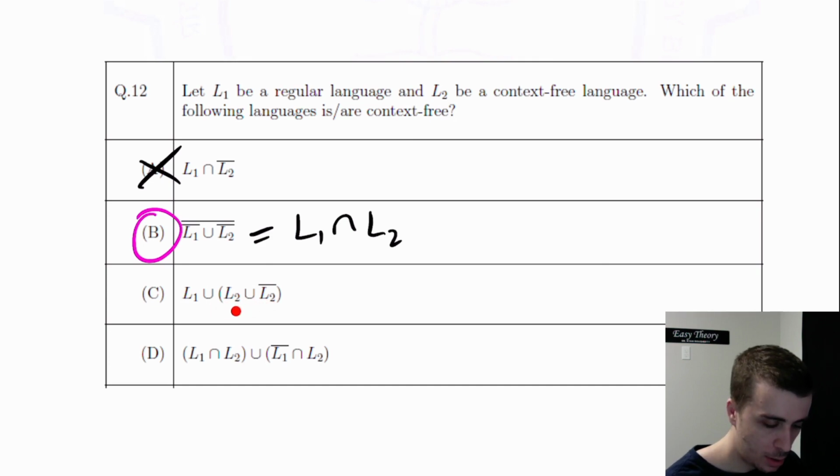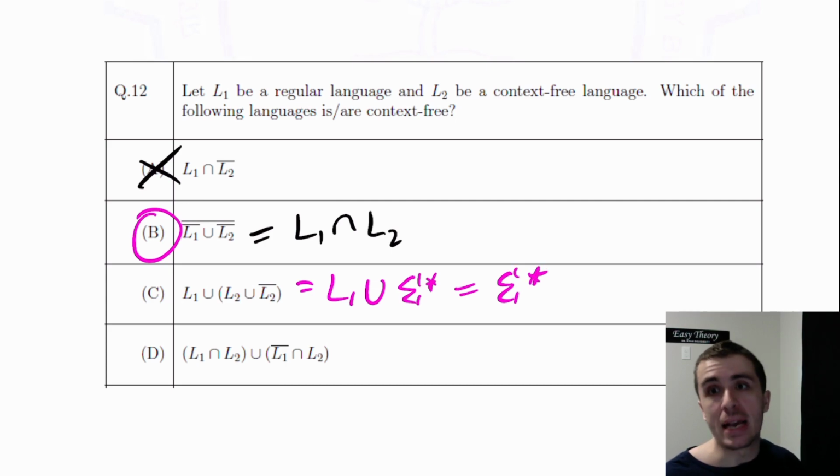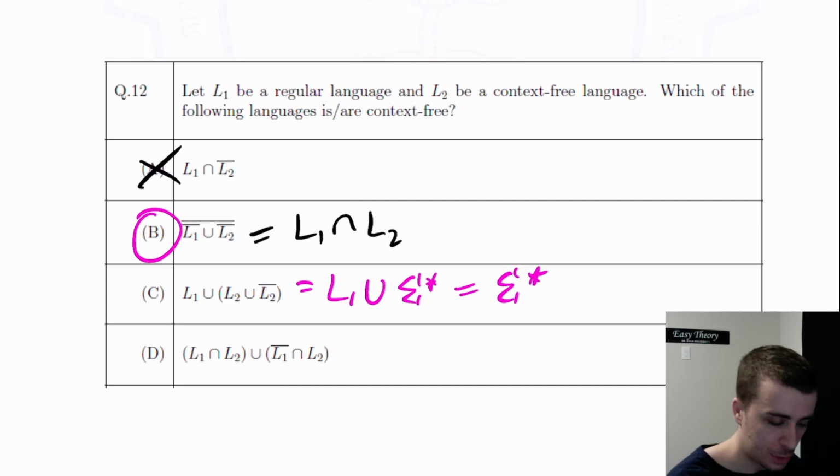This one, let's rewrite this. L2 union L2 complement is sigma star, and anything union sigma star is sigma star. And so sigma star is regular and hence context-free. So C is also an answer.